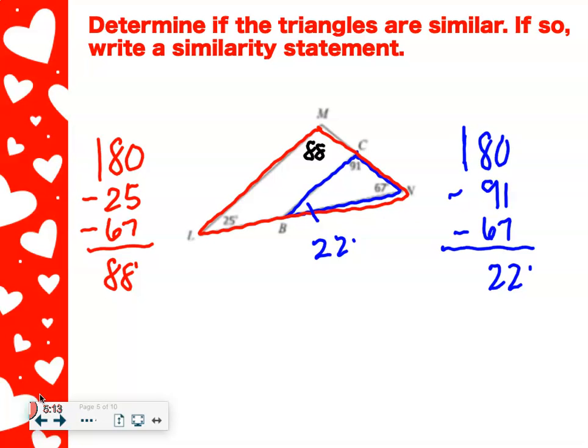Use -3. Or plus 3. So if we look at our two triangles, we have two pairs of congruent angles. No, 25 doesn't match 22. 88 doesn't match 91. They would have to match, it'd have to be the same. So this is another no, not similar.